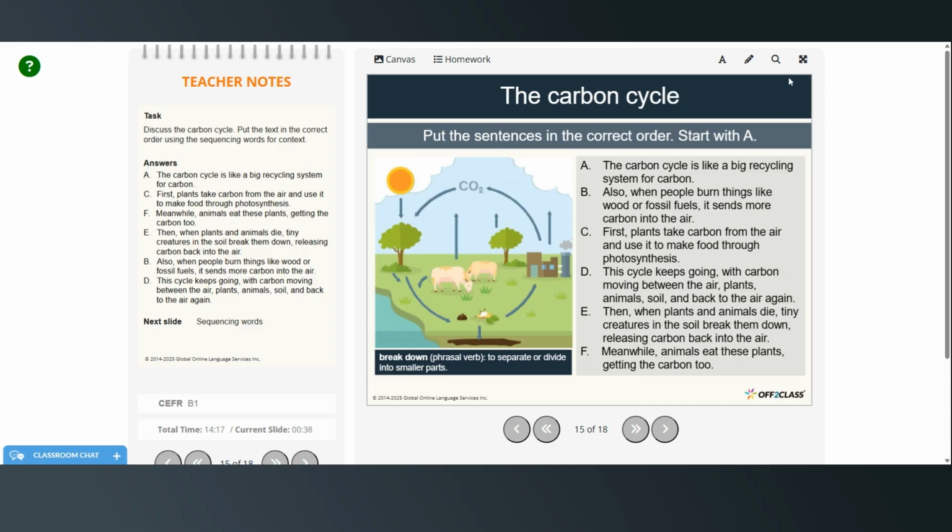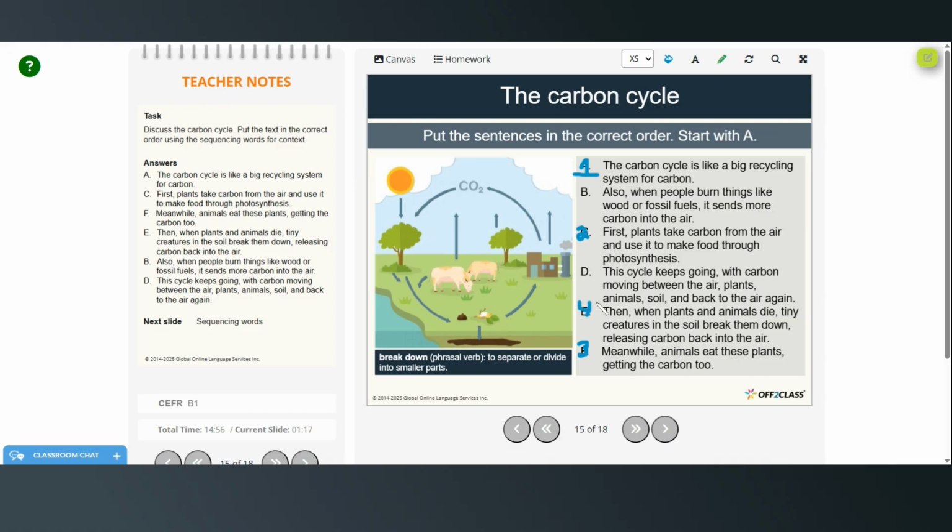All right, so A is number one. We already said the carbon cycle is like a big recycling system for carbon. Number two is letter C. First, plants take carbon from the air and use it to make food through photosynthesis. Okay, number three would be F. Meanwhile, animals eat these plants, getting the carbon too. And then number four would be E.